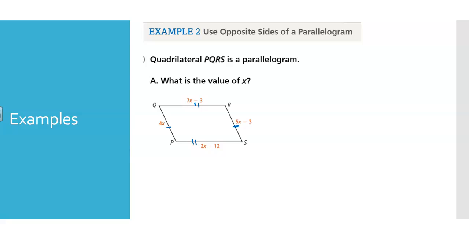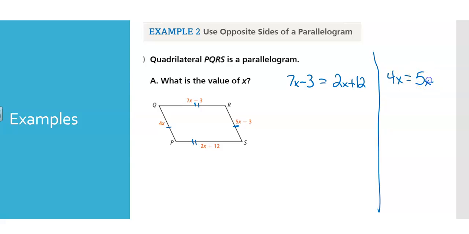So you might think, how could I find X? Well, there's several ways actually, because the opposite ones, you could say 7x minus 3 is equal to 2x plus 12. You could do that. And think about another way that you could do it. How about 4x is equal to 5x minus 3? You could do that, because those are opposite sides.